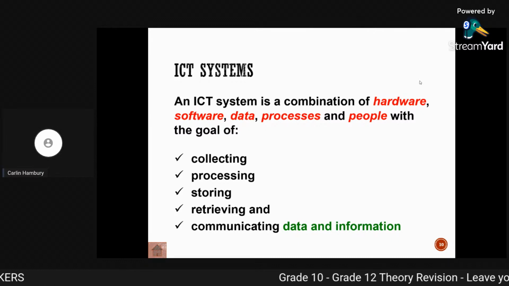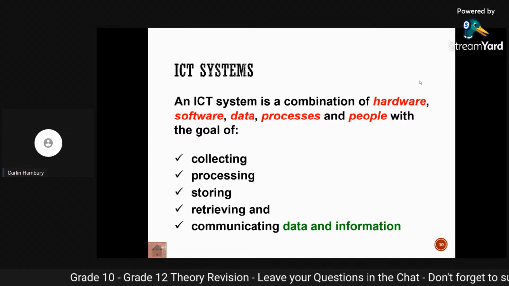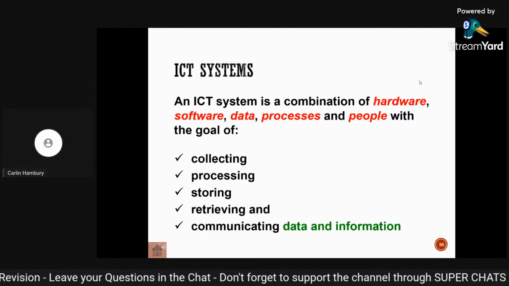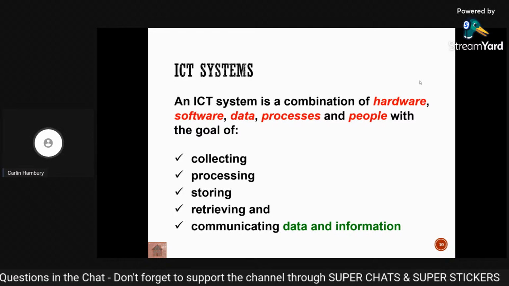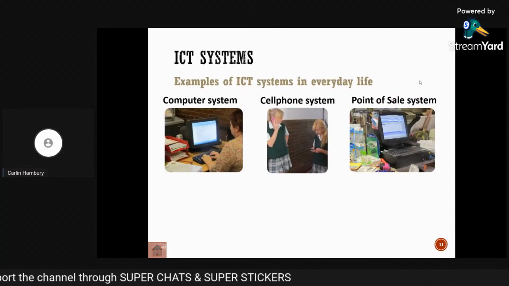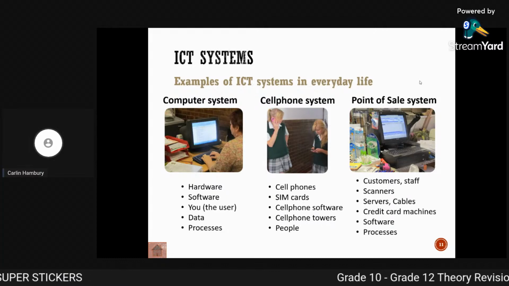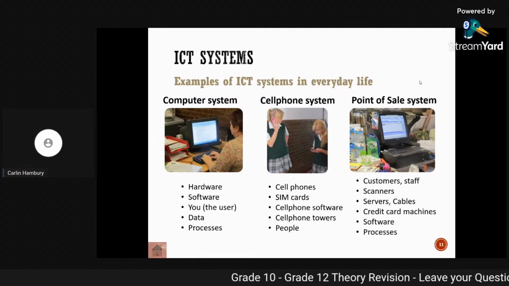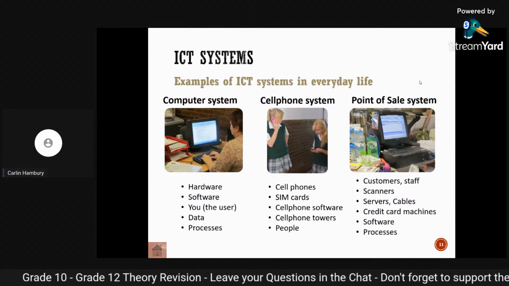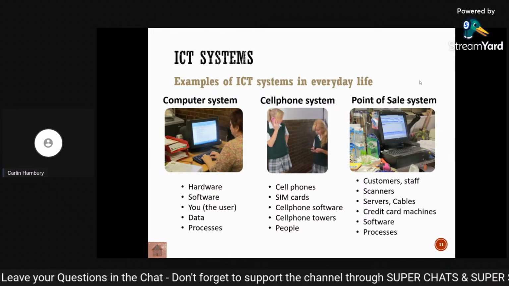So your ICT system is all of that together, with the goal of collecting, processing, storing, retrieving, and communicating data and information. Okay, that is the whole goal of ICT systems. So there they give us a couple of examples of ICT systems in everyday life, and we can see that over there. We can see that we've got our computer system, our cell phone system, and our point of sale system, where we go and obviously pay for goods that we've purchased in a shop. That is a point of sale.